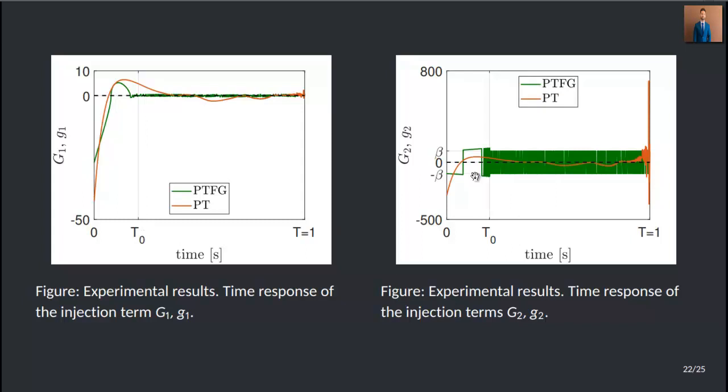Meanwhile, the injection terms from the literature tend to escape to infinity near the final time capital T equal to 1 second. This is in contrast with our design, where the injection term remains uniformly bounded in the entire interval.